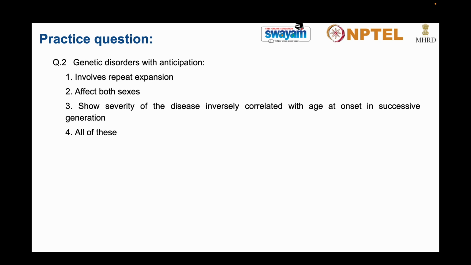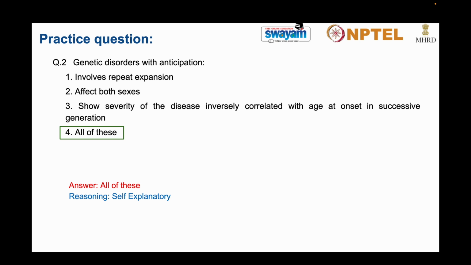This was in your fourth assignment, I guess. These results are already out. Okay, so the maximum have answered option 4 as the correct option, and it's true. Genetic disorders with anticipation all involve repeat expansions, they can affect both sexes, and the severity of the disease is inversely correlated with age at onset in successive generations. In the previous session we discussed the mechanism: if there is slippage during replication, the repeats get expanded, and with each further replication round this number keeps on expanding.